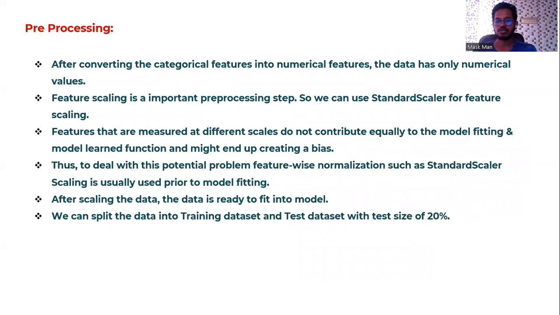And after the data pre-processing, meaning after converting the categorical features into numerical features, our data has only numerical features. Feature scaling is a very important step. Here we use the standard scaler to scale the features. And after scaling, the data is ready to fit into the model. After that, we can split the data into two sets: one is a training data set and another is a test data set, with which we will evaluate the model. Here I split the data with a test size of 20%.